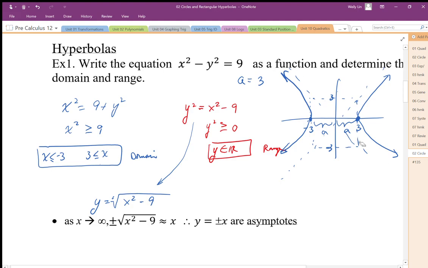Okay, so those are my asymptotes here. Maybe I'm going to highlight that. So y equals plus minus x. Those represent these diagonal asymptotes, which can be generated from this square that I've built in here using my a, or my hyperbolic radius.